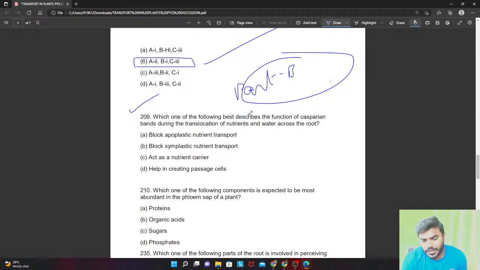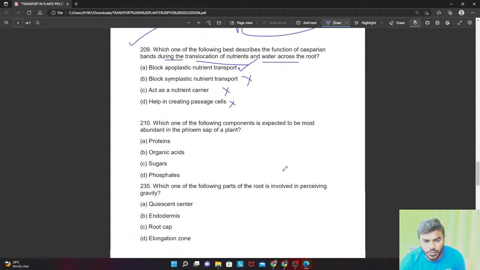What will be the answer? Very direct question, right? Which one of the following best describes the function of Casparian band during the translocation of nutrients and water across the root? So obviously it blocks the apoplastic transport, right statement. It never blocks the symplastic, it never acts as a nutrient carrier, it never helps in creating any kind of passage cells. Wonderful, wonderful.